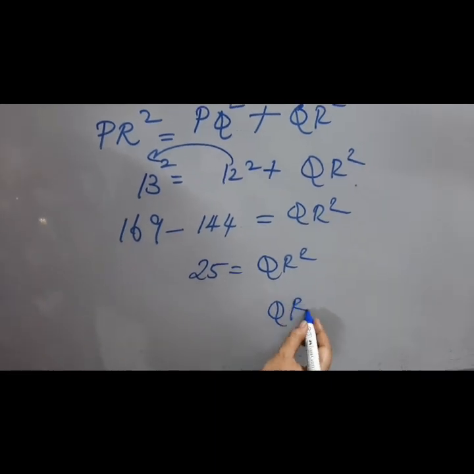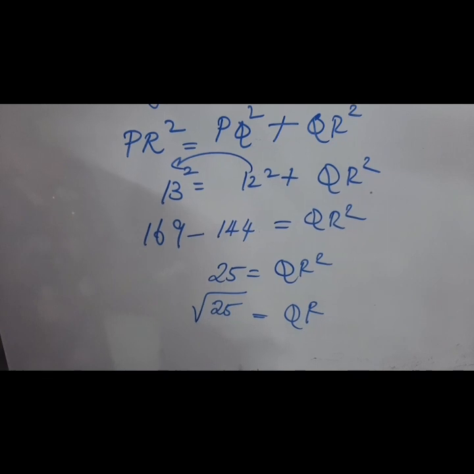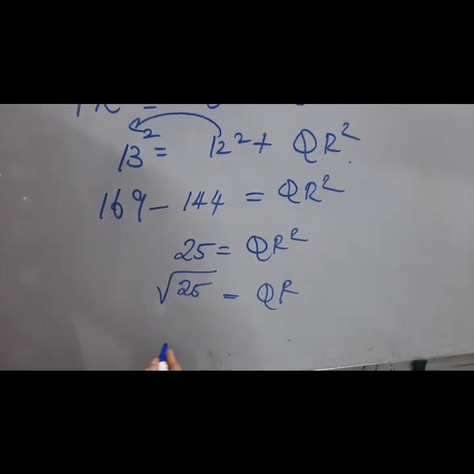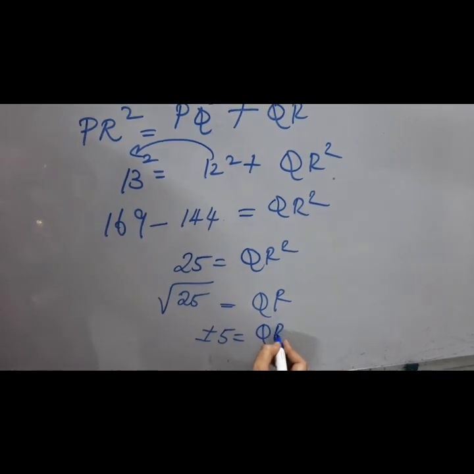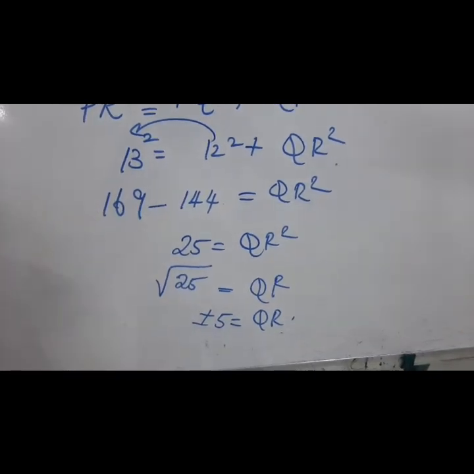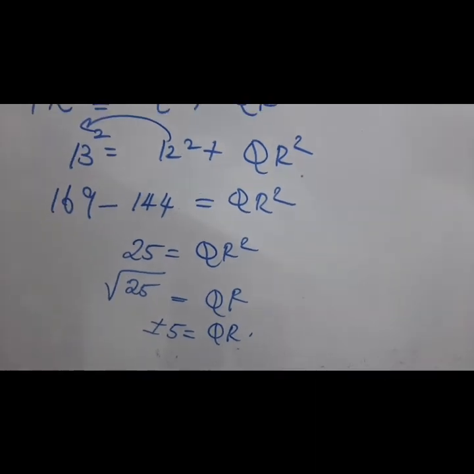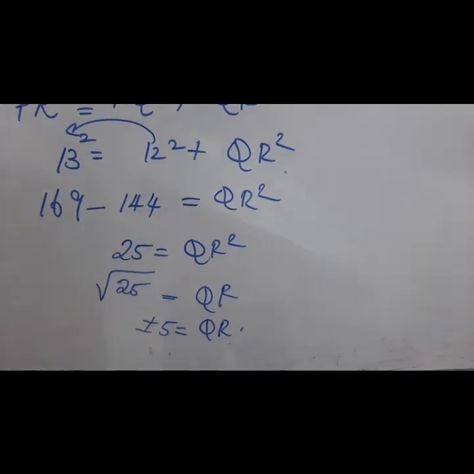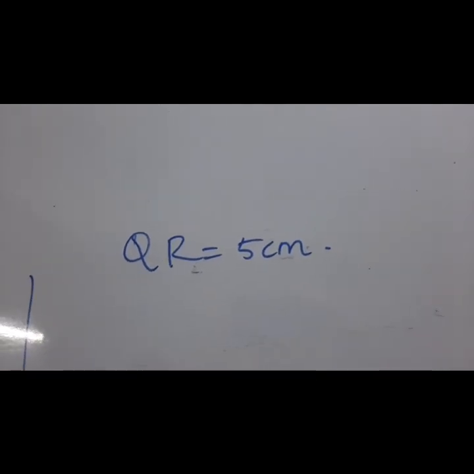So the value of QR is under root 25. If you take the square root of 25, you will get plus or minus 5 as QR. We will neglect the negative sign because no length will be negative. Here QR is equal to 5 centimeter. So we found QR is equal to 5 centimeter.